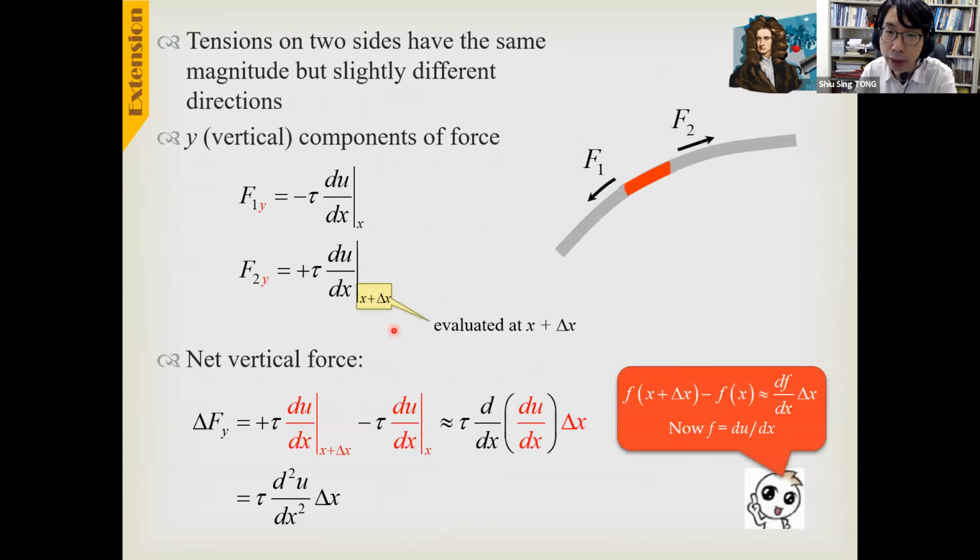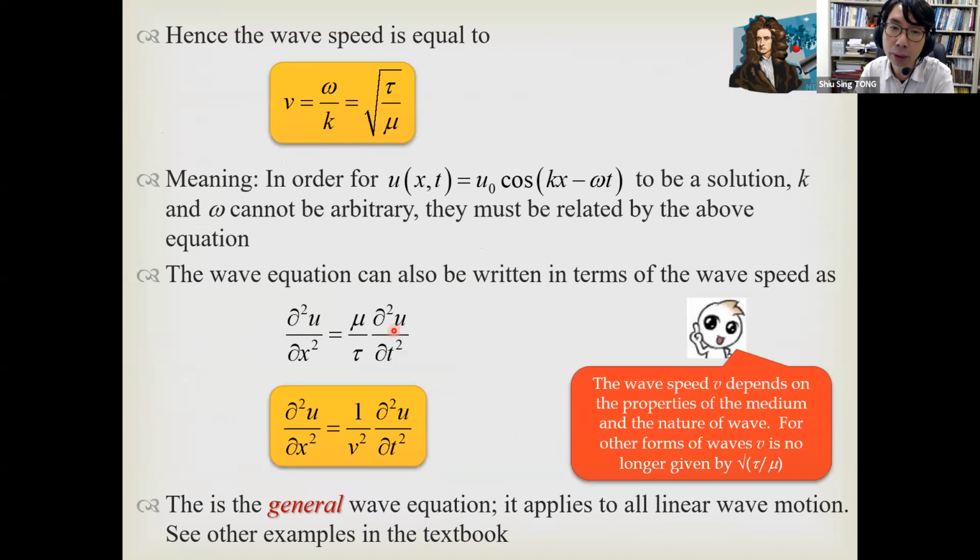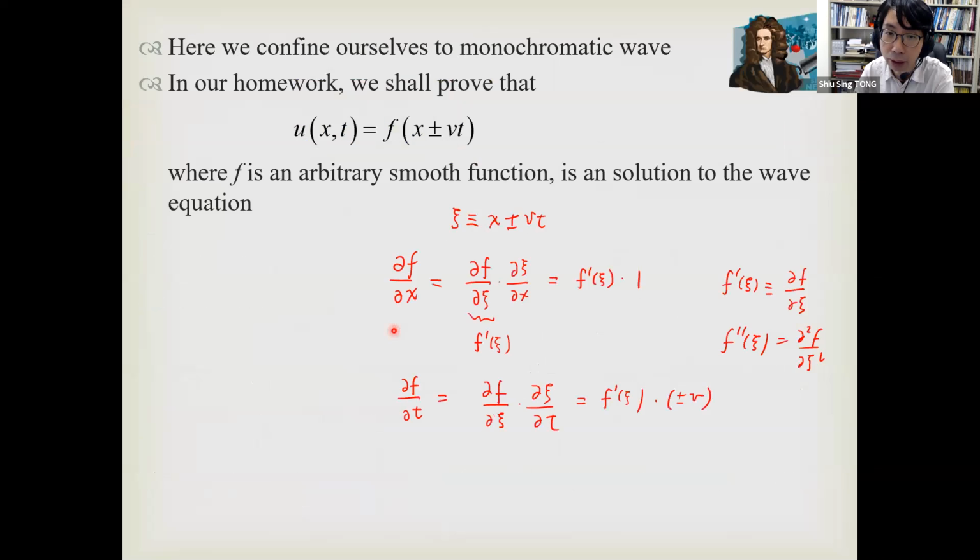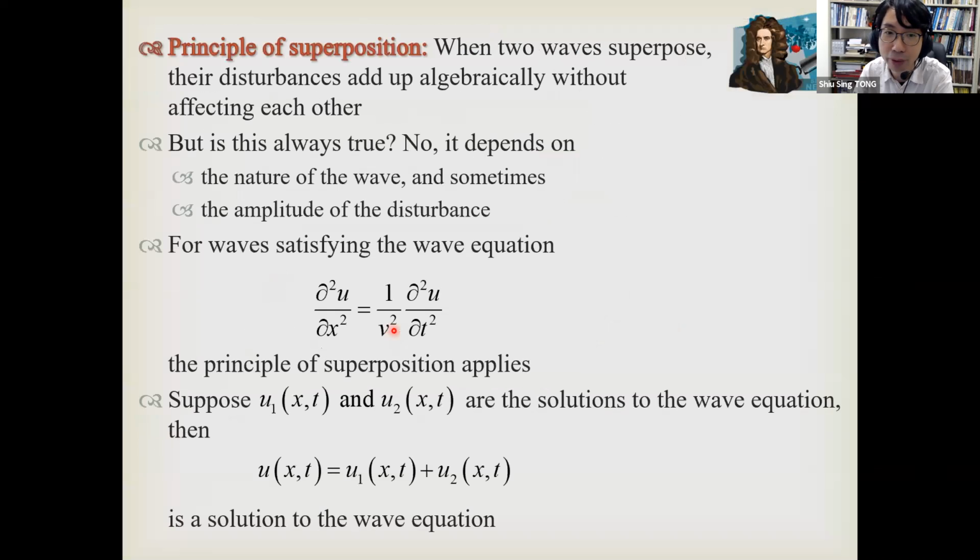So that means our linear approximation is only an approximation, which depends on the amplitude of the disturbance in the case of a taut string.